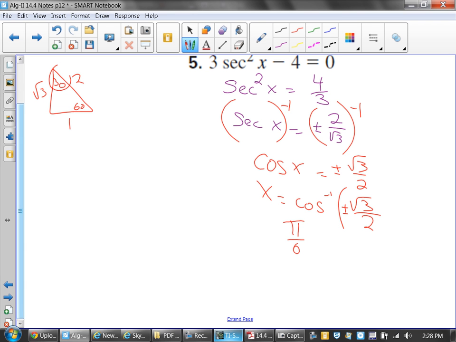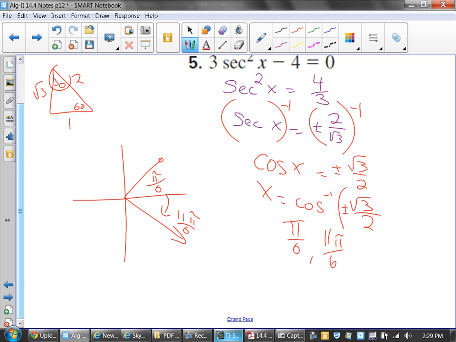Now we have to worry about what angles are going to be pi over 6 to get this to work, plus and minus. Pi over 6 is here. Where else is cosine positive? Fourth quadrant. So that would be at what angle? 11 pi over 6. So we have pi over 6. We have 11 pi over 6. That gave us both of our positive angles.